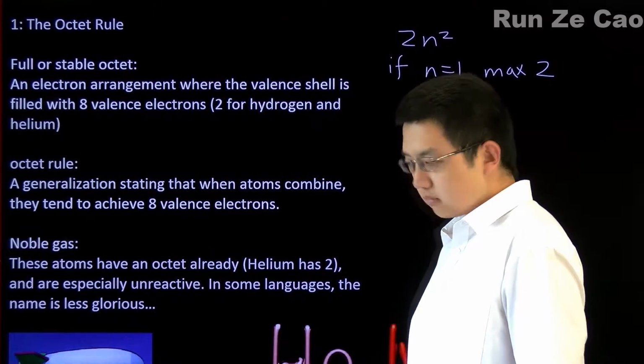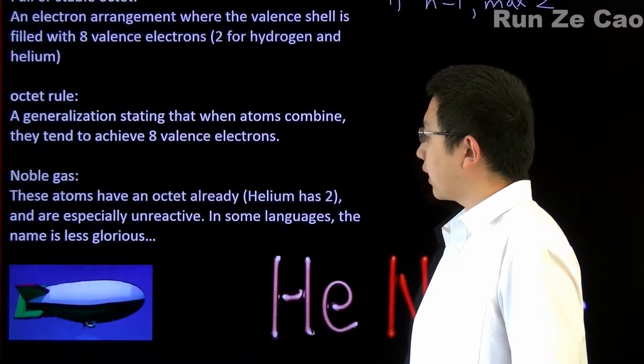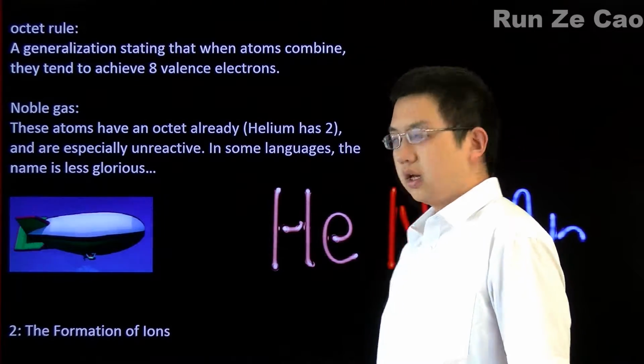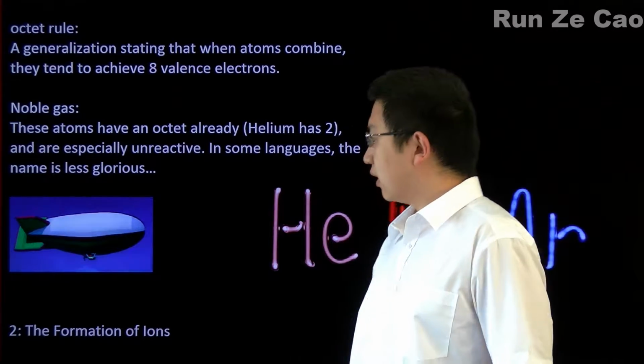Now, what is a noble gas? Well, these atoms have an octet already, or helium has 2, and they're especially unreactive.